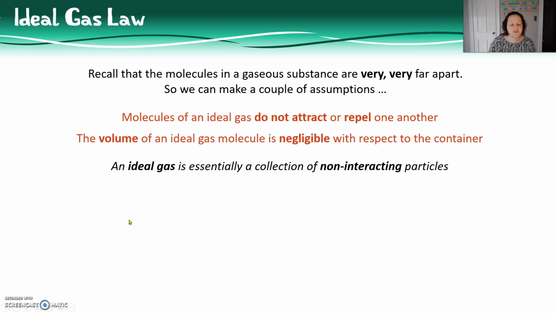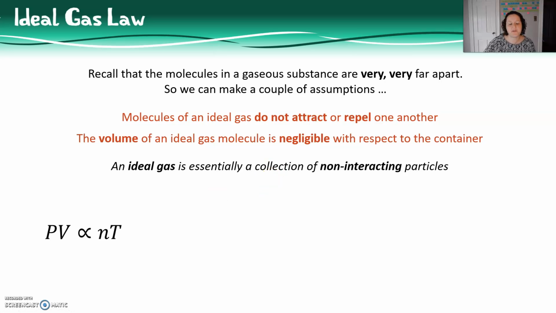This gives us a picture of an ideal gas as a collection of non-interacting particles, where the size of the particles does not affect the relationships between the volume, pressure, temperature, or number of moles of the gas. Therefore, we can assume that any gas can behave like an ideal gas, and that all gases behaving ideally will behave in the same way, regardless of the identity of the gas.